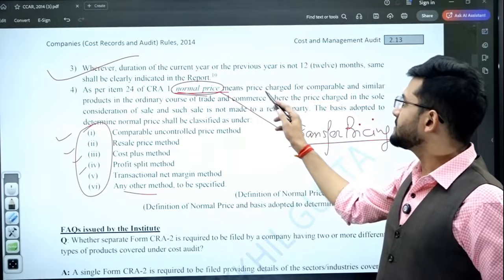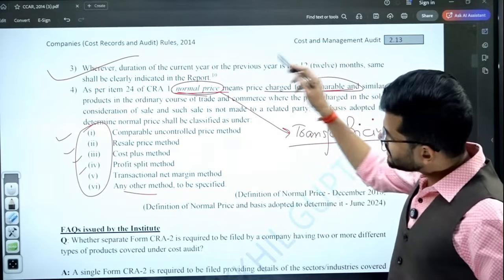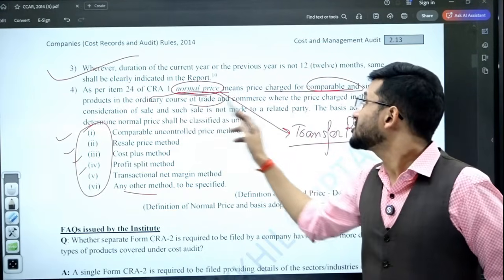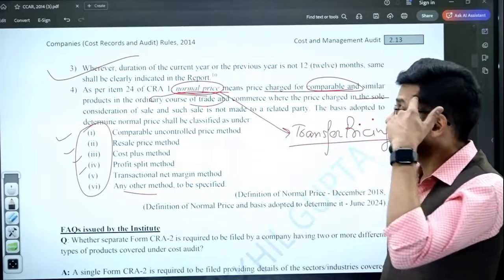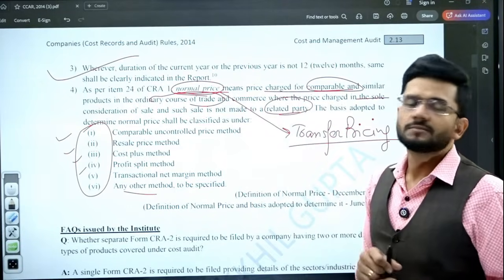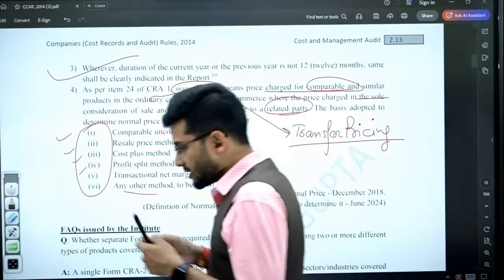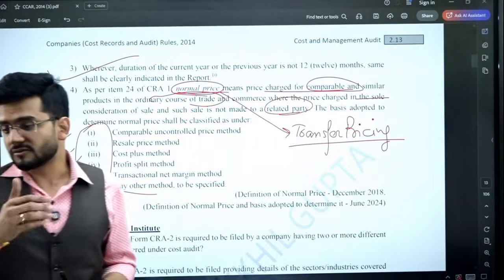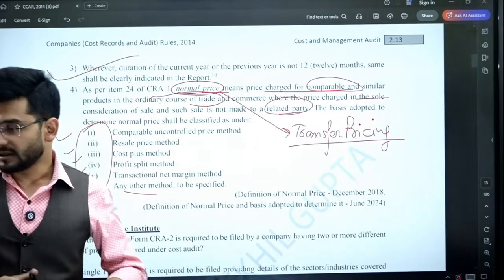So this normal price means the price charged for comparable and similar products in the ordinary course of trade and commerce, where the price charged is the sole consideration of the sale, and such sale is not made to a related party. When the sale is made to an unrelated party and price is the sole consideration, then what will be the price in this particular case?